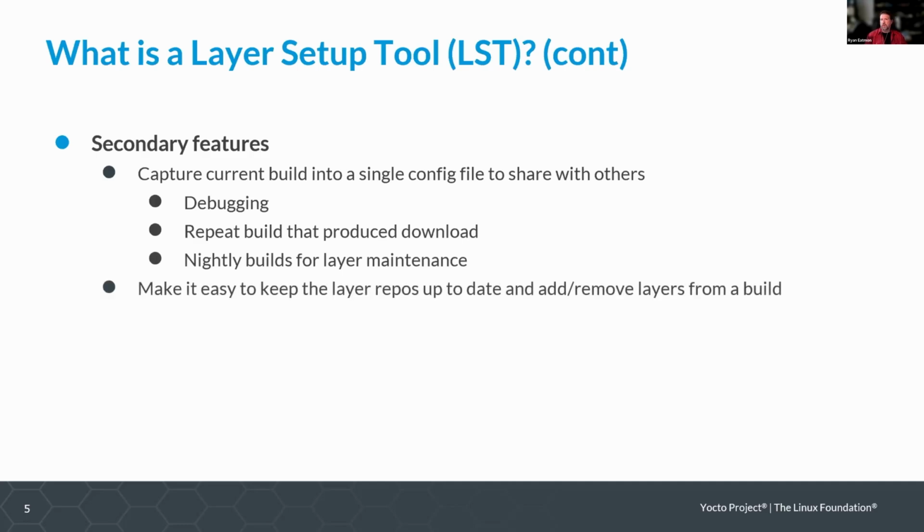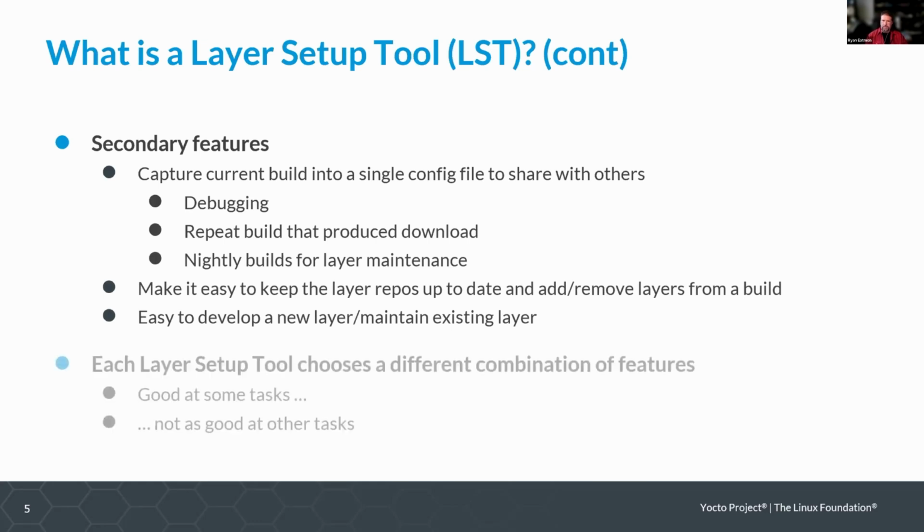Other features might be that you want to make it easy to keep all the different layers that you have up to date, as well as being able to add and remove layers from there. I know BitBake has the add layers tool, as well as other interactions you can do, but sometimes the config might make it easy just to quickly go in and add the repository that you want to have there. And also, how easy is it to develop a new layer and maintain an existing layer that you're wanting to work on? Does the layer setup tool make it easy to do that or not?